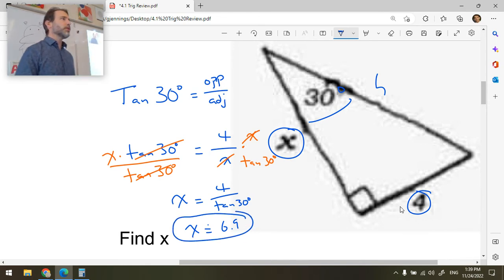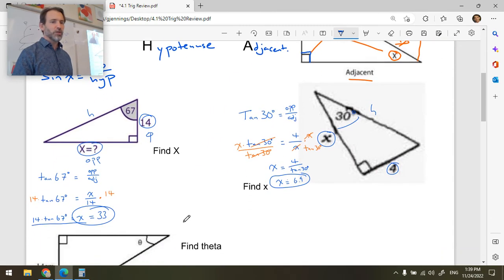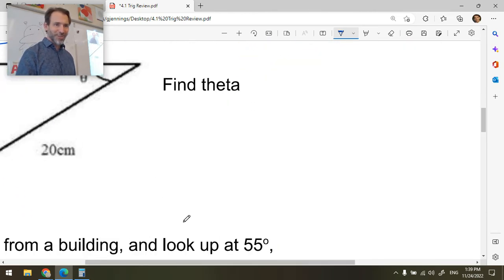So I showed you these 2 examples. In both cases, we needed to do some thinking about which ratio we needed. In both cases, it was tan. But sometimes your known is going to be on the top. Sometimes your known is going to be on the bottom. And you got a little bit more to do if your known is on the bottom. So those are some examples of those types of questions.